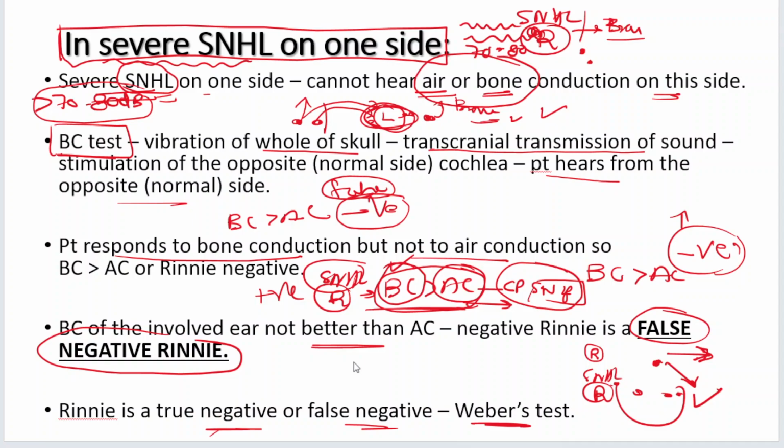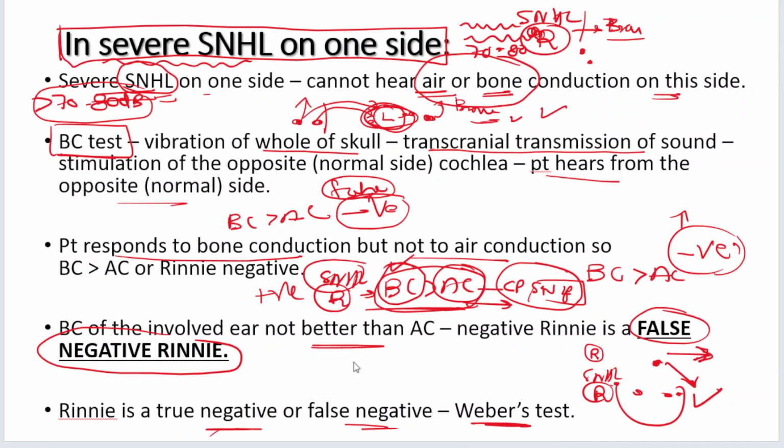So what do you feel? You feel that bone conduction is better than air conduction. You say the patient is having conductive hearing loss, right? Bone conduction greater than air conduction means conductive hearing loss. But there is no conductive hearing loss on the right side; there is severe sensorineural hearing loss. So it is giving you a wrong impression, and then you say that it is false negative Rinne.